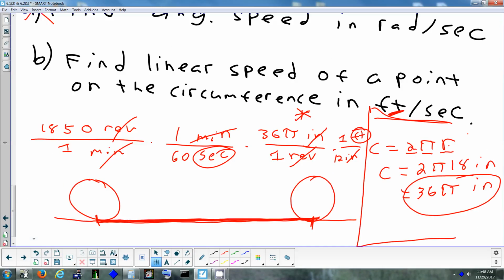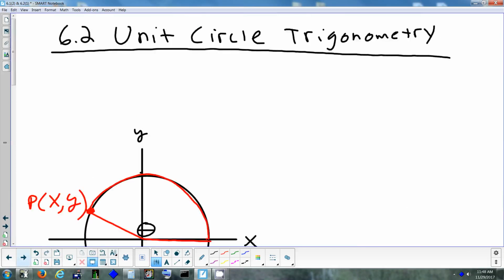So you should do 1850 times 36 pi, and then divide that by 60 times 12, which is 720. So you divide by 720. Okay. Any questions on that? It takes a little practice to get used to the conversions, but it's not too bad. All right, so last thing we'll look at, we're not going to finish today, so we'll start it, and whatever we don't get to, we'll just finish tomorrow.